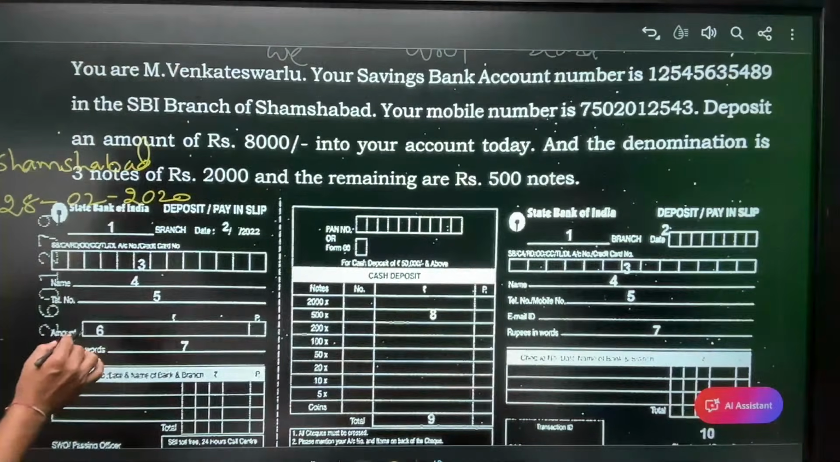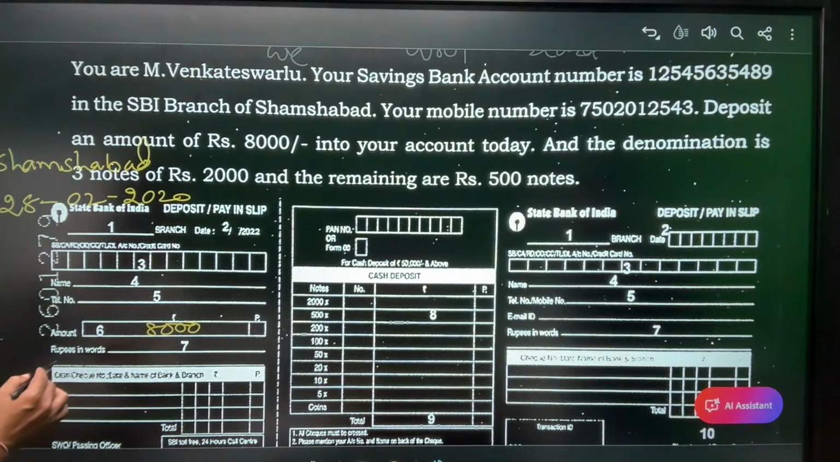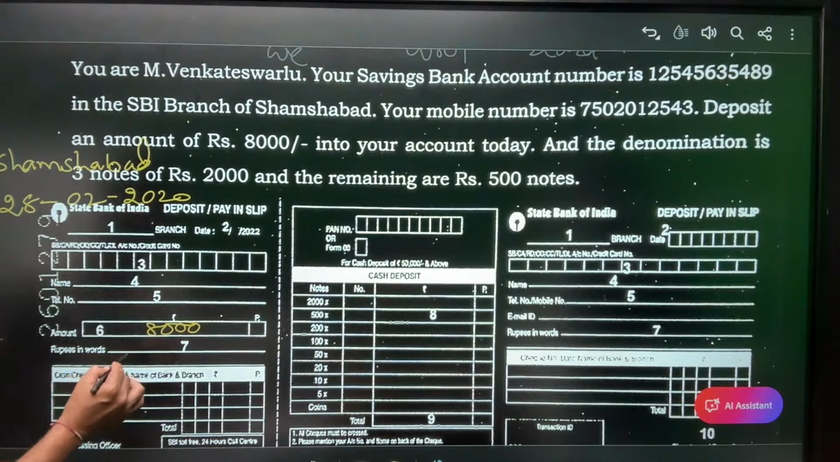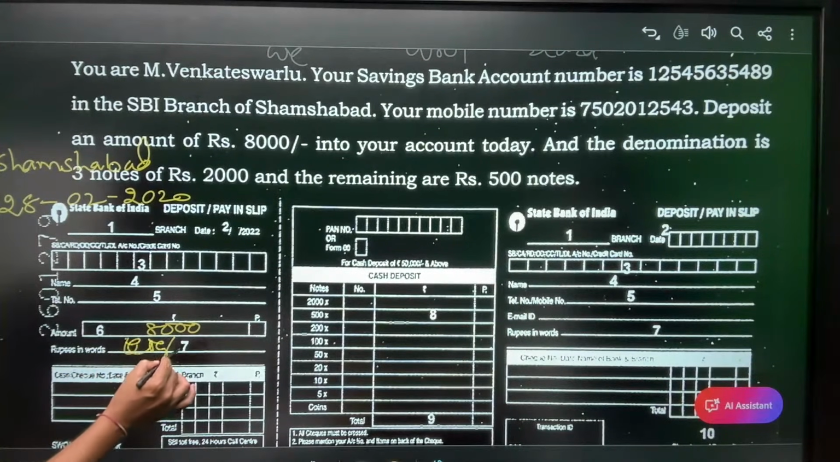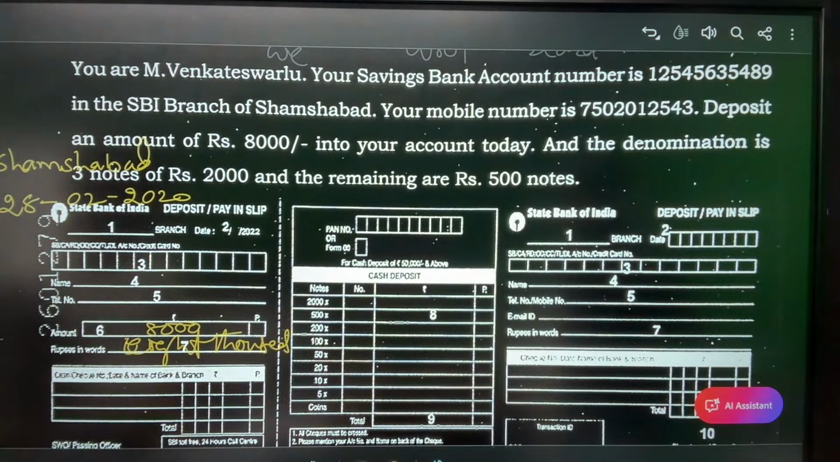The sixth one is the amount. The amount is 8,000 rupees. And the next one is rupees in words. 8,000 rupees in words. One is in figures and the second one is in words.